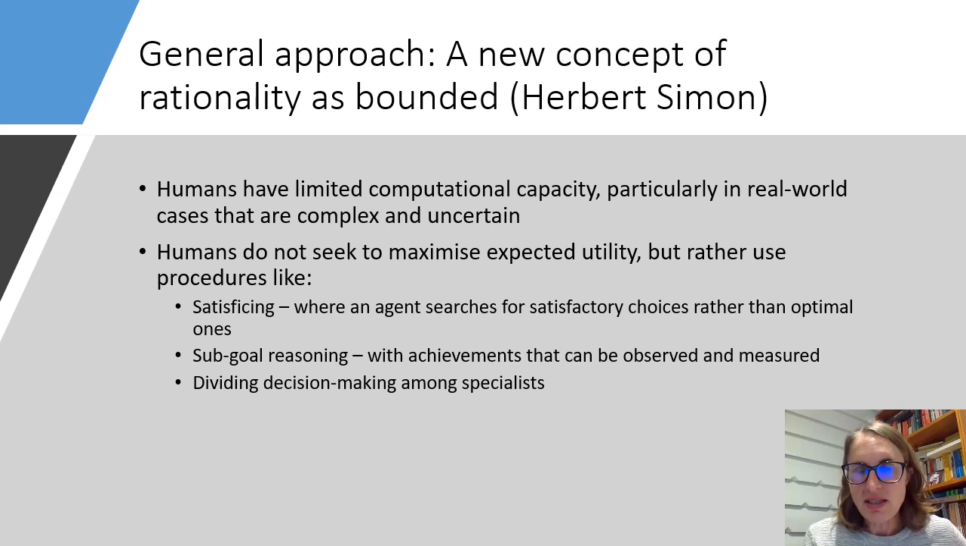And humans don't seek to maximize expected utility or their utility functions, but they rather use decision procedures like satisficing, where an agent searches for satisfactory choices rather than optimal ones.